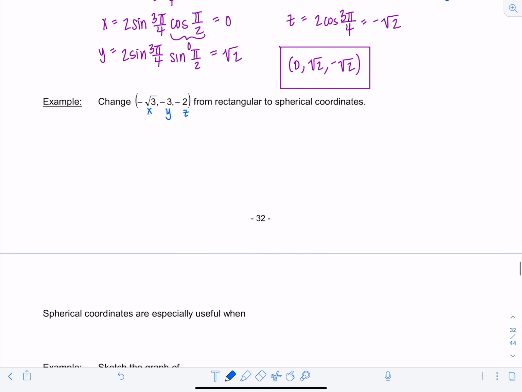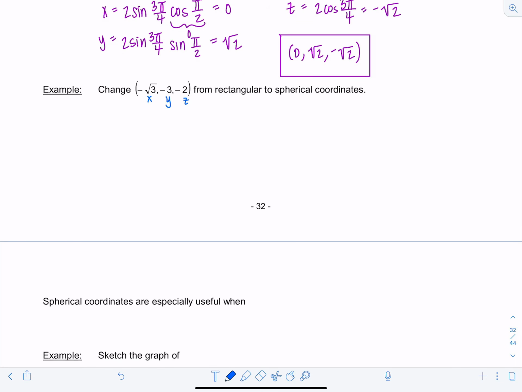All right. First thing you have to do is find rho. So rho squared is x squared plus y squared plus z squared. So I'm just going to take the square root right off the bat. Rho is going to equal the square root of (−√3) squared plus (−3) squared plus (−2) squared. So that's 3 plus 9 plus 4, which is 16. Square root of 16 is 4. Okay, so I've got rho.